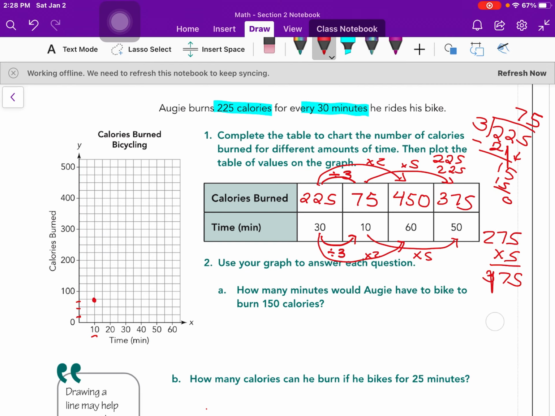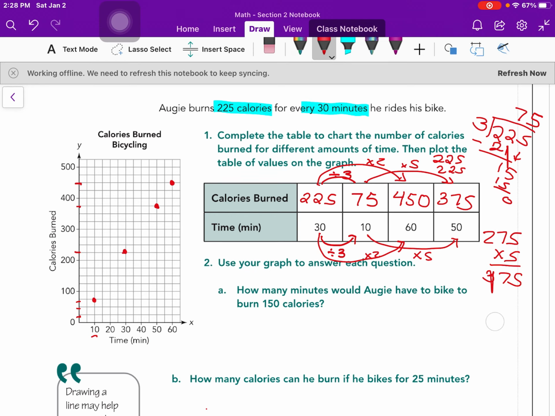And then what do I have next? I can go with 30. 30 minutes, he can do 225. This must be my 225 mark. Come over to 30. It'll be right about there. Then I have 50. In 50 minutes, he can do 375. So this is my 375 mark. So I think I'll put my dot right about there. And in 60 minutes, he can do 450, which puts my point right about there.